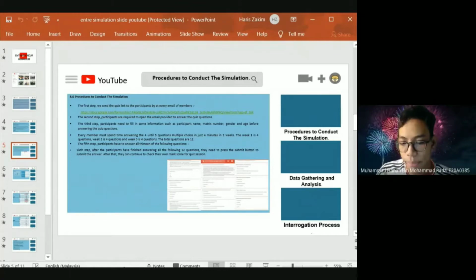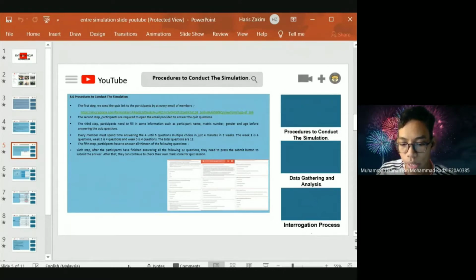Every member must spend time answering 4 to 5 multiple choice questions in just 4 minutes, over 3 weeks. Week 1 is 4 questions, week 2 is 4 questions, and week 3 is also 4 questions. The total questions are 12. The fifth step is participants have to answer all of the following 12 questions.